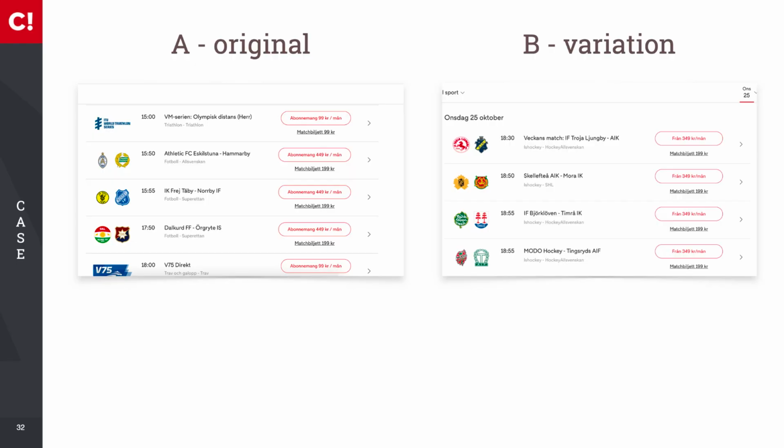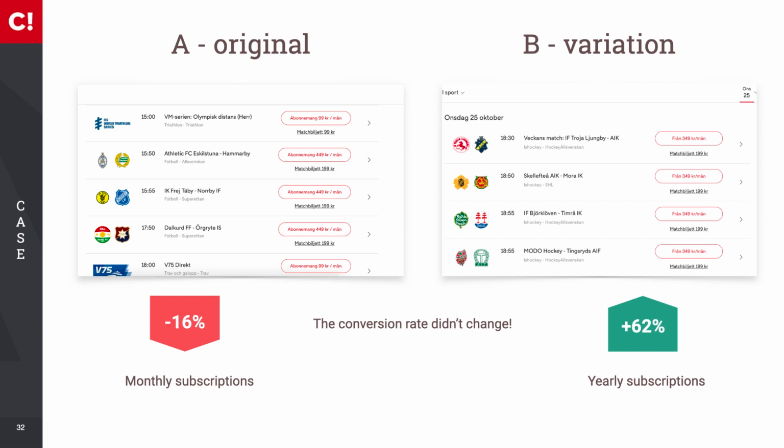Okay, here's a test that we did again for Seymour. They had monthly subscriptions, which you can see here in the original. And then you had the variation where we had yearly subscriptions. So we changed this, and basically the conversion rate didn't change. There were more monthly subscriptions, so they now went down with 16%, and the yearly subscriptions went up with 62%. But the game-changing thing here was that they made a lot more money on the yearly subscriptions because they have a much higher customer lifetime value.